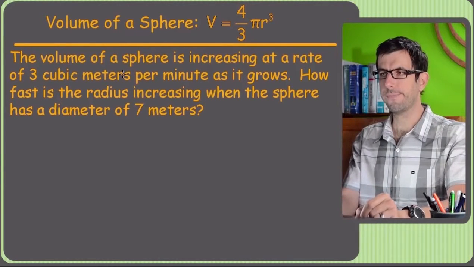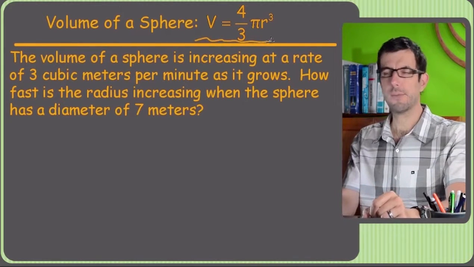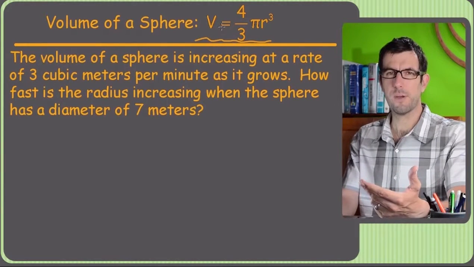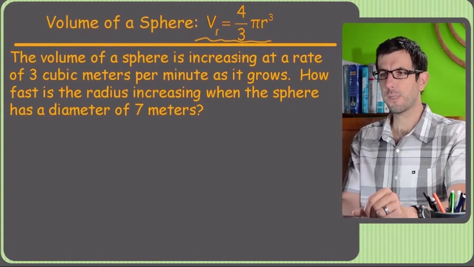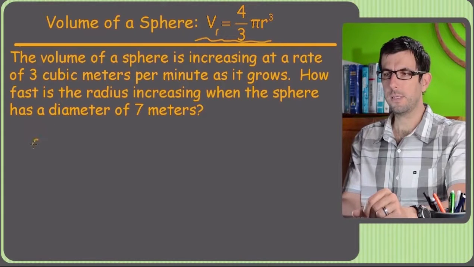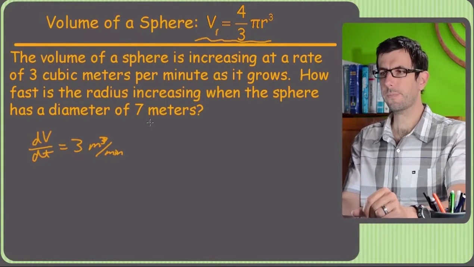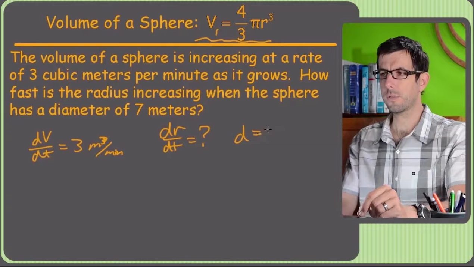All right, the volume of a sphere. Oh, here we go. Got the volume of a sphere right there. You're going to have to memorize this one probably, and maybe you did in a previous class like Algebra 2 or something. Volume of a sphere is increasing at a rate of whatever. Because it's the volume of a sphere, it's pretty obvious this is going to be our formula, 4/3 pi r cubed. The volume of the sphere is increasing at a rate of 3 cubic meters per minute. So dV/dt equals 3 meters cubed per minute. As it grows, how fast is the radius increasing? dr/dt equals question mark when the sphere has a diameter of 7. So d equals 7.